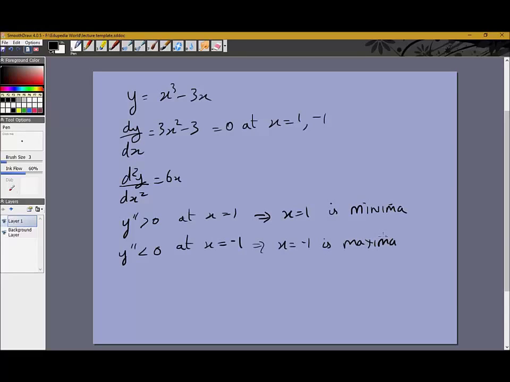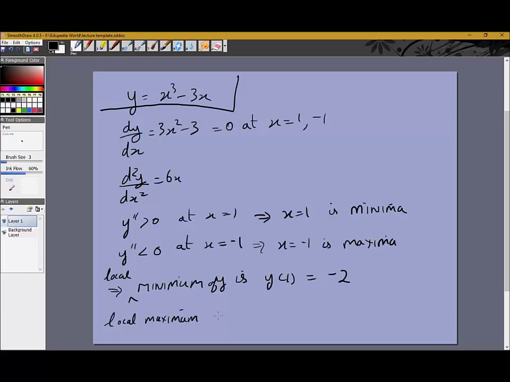But our work is not done here. We still have one thing left. In the question we were asked, what is the global maximum and minimum value of this function? That's what we want, the maximum and minimum value of this function. So if we know the minimum is at 1, then what is the value? You simply put x is equal to 1. So the local minimum of y is y of 1, which is minus 2. The local maximum of y is y of minus 1, which is minus 1 plus 3, so this will be 2.